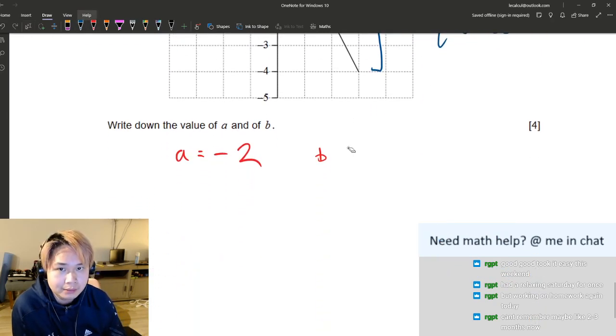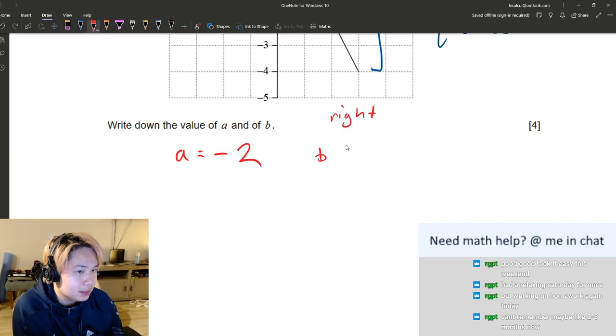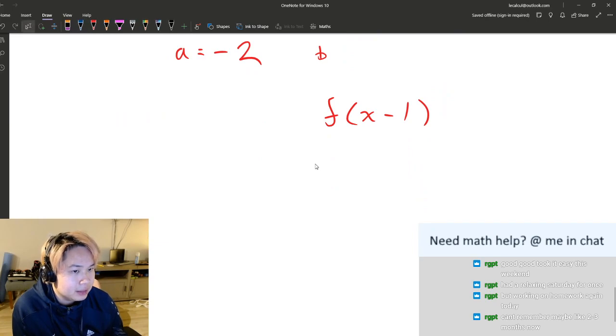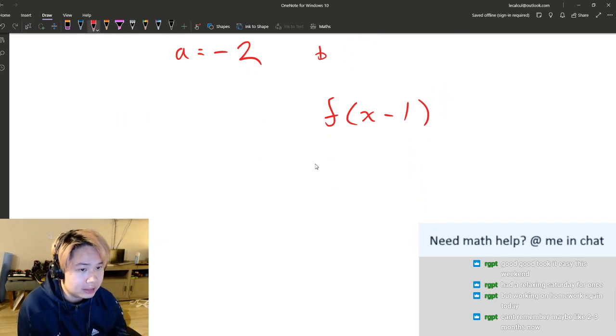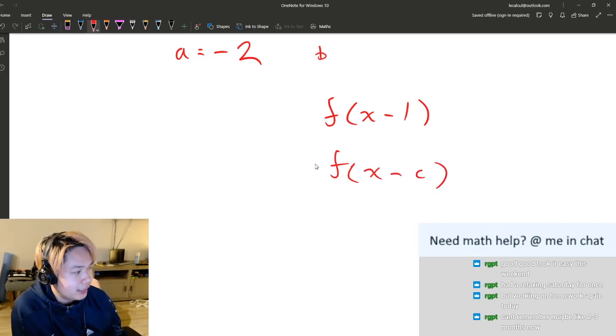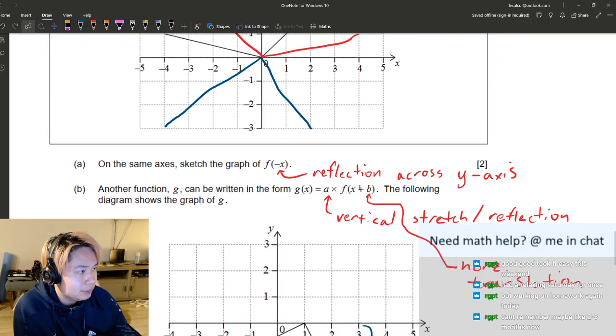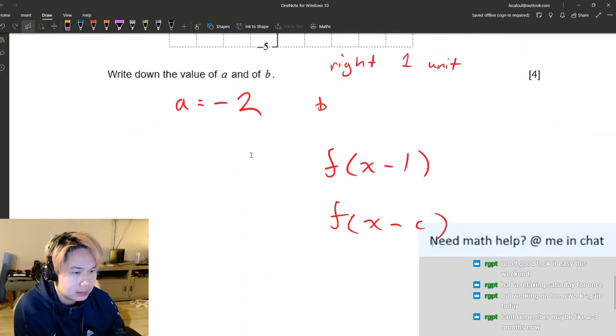So before we decide what b is, this goes to the right 1 unit. Now, normally what that means is that you would write this as f of x minus 1. The general format is written with a subtraction. But if you notice the question, they're a little bit mean, and they say it's plus. In other words, b is actually negative 1.